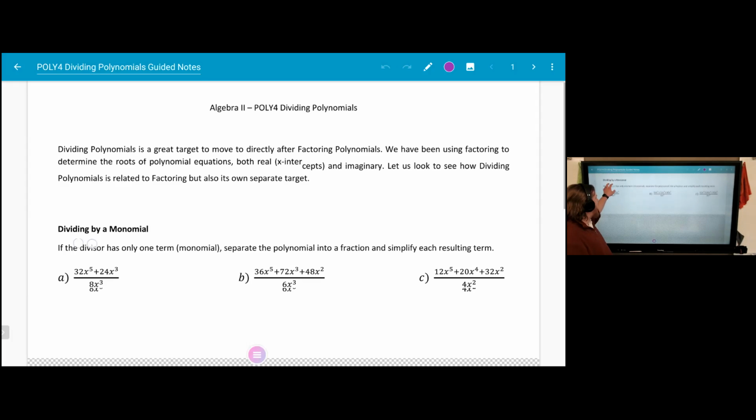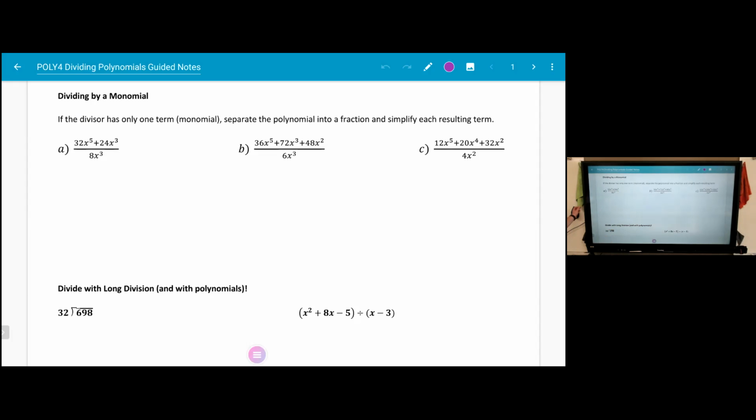I'm going to start with dividing by a monomial, one term. If your divisor, the bottom, has just a monomial, what you're going to do is just treat it like fractions. What do I mean by that? Well, I'm dividing everything by x cubed.